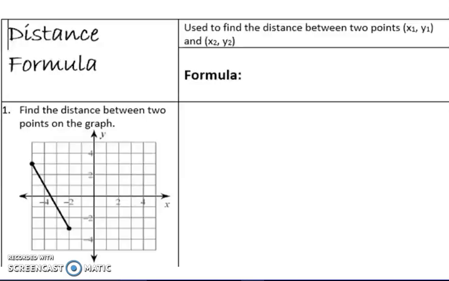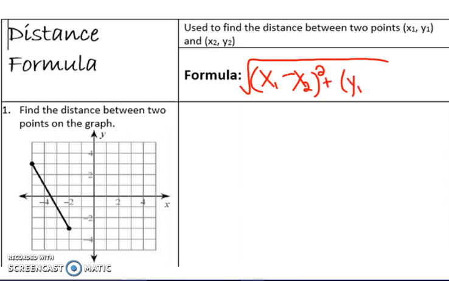Now, when we talk about the distance formula, it's like when we used midpoint and had to find x1 and y1 for our coordinate points and x2 and y2. The only difference is it is a different formula. Our formula is now going to be the square root of x1 minus x2 squared plus y1 minus y2 squared.